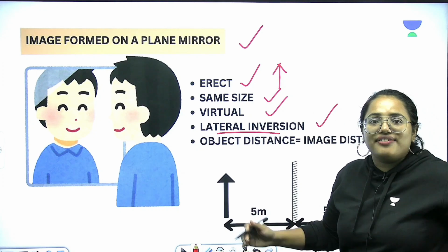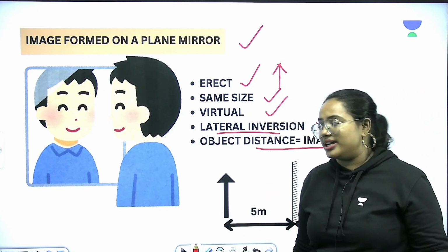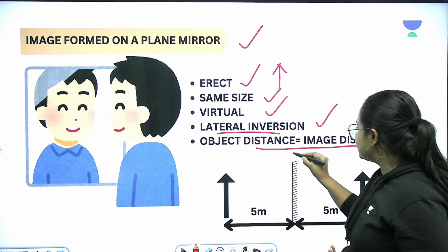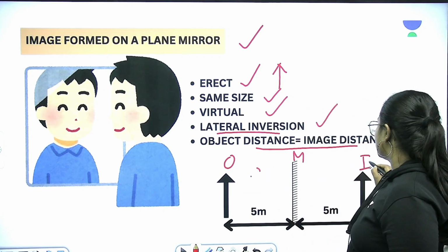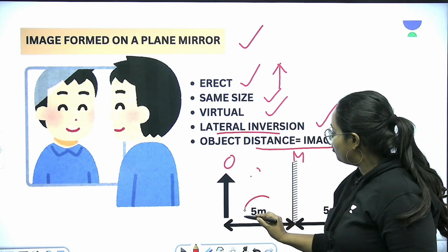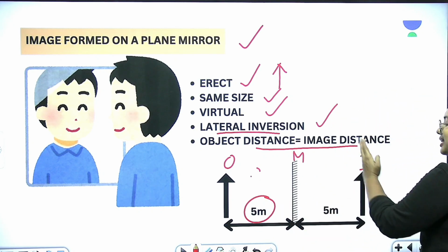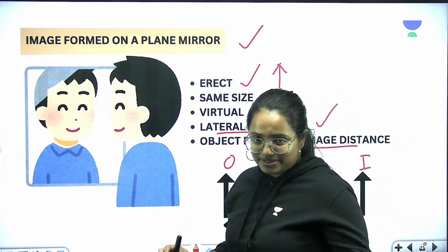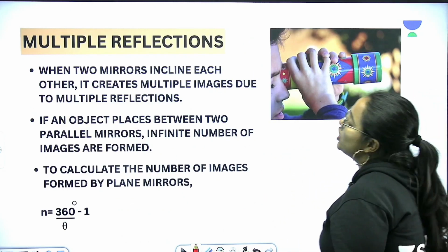Then the very, very important point. The object distance is equal to image distance. What is meant by that? Let me break it down for you. So this is a mirror. This is an object and this is the image. Let's see the distance between mirror and the object. 5 meters. Similarly, if you look at the distance between mirror and the image, that is also 5 meters. Very, very simple. Clear? So I hope everyone is clear with the point. And now we are moving towards the next one.